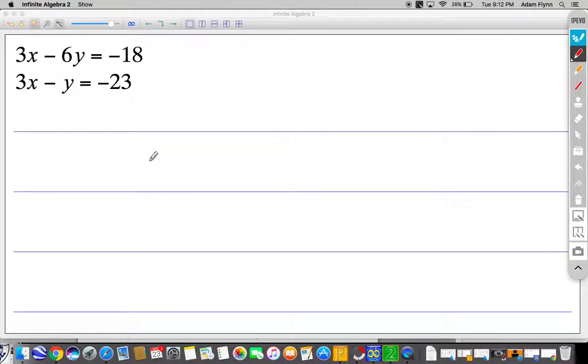Okay, same sort of problem here, actually almost identical on the left side. But to switch it up a little bit, how about we try to eliminate the y this time? So if I'm going to eliminate the y, I've got a negative 6y up here, and I've got a negative y down here. So I know if I had a positive 6y down here, I would be able to eliminate my y. So I'll multiply my bottom equation by negative 6.